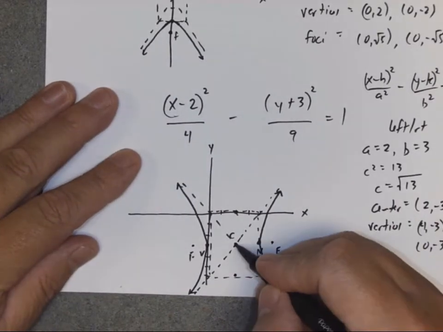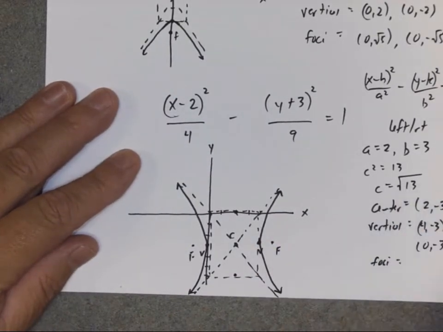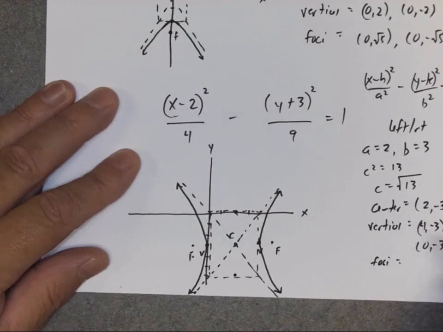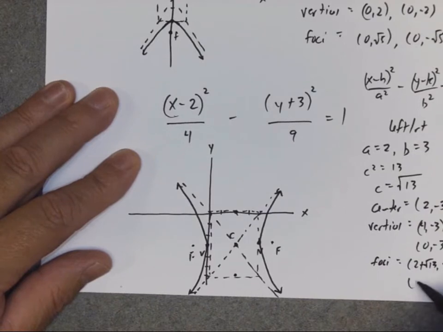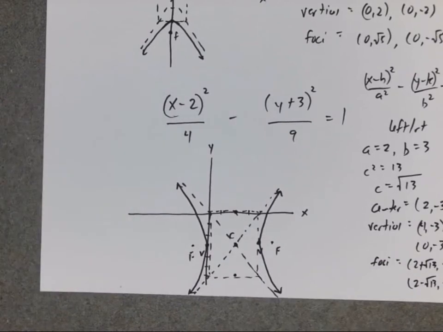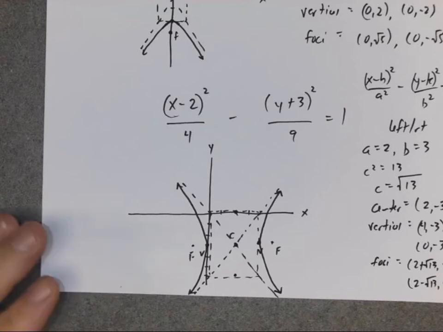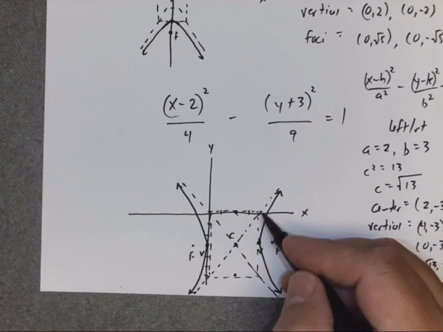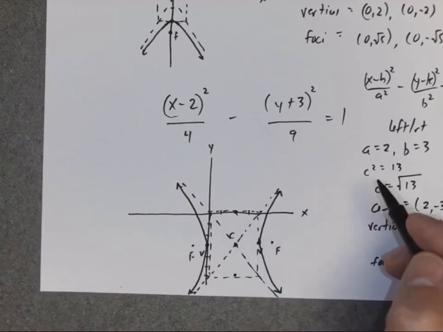The foci, you go from your center and you add square root of 13. So it's going to be 2 plus square root of 13, negative 3. And then you subtract square root of 13 to get your other one. And maybe for this one, let's see if we can figure out the equation of this asymptote. It's a little more complicated because the center's here.